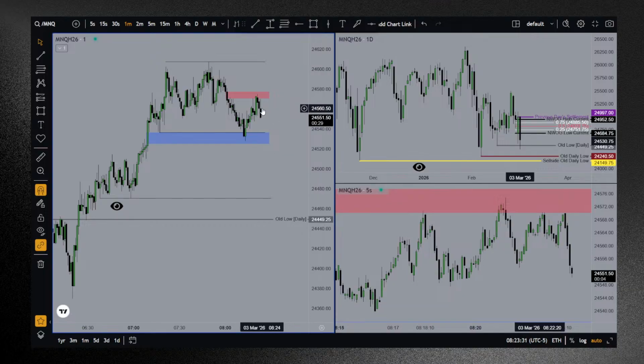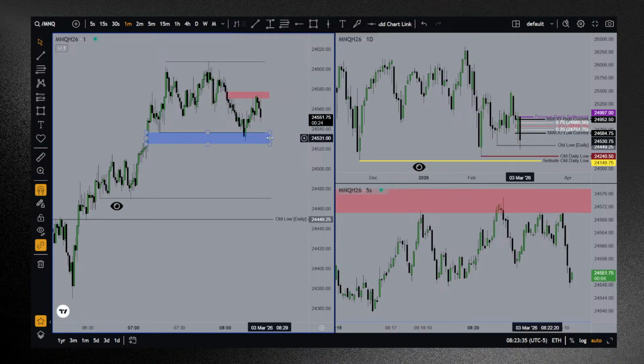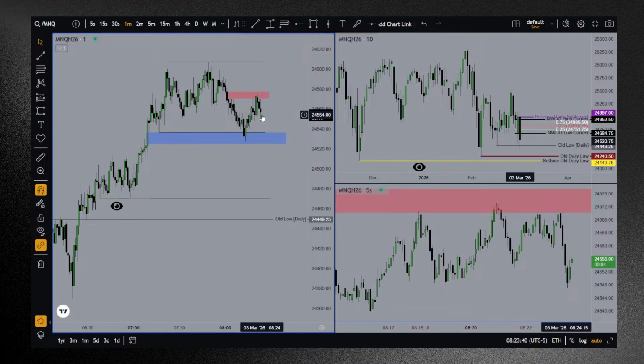I like how price opened here, failed to touch the low and now is selling off. So again, watching this inefficiency, whether we can close below it.